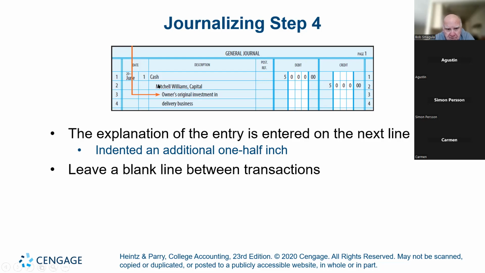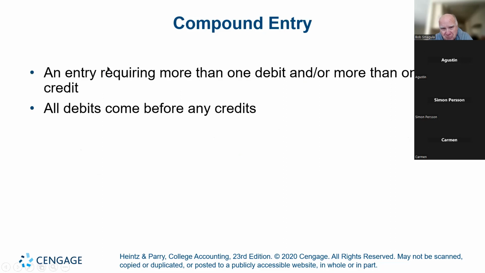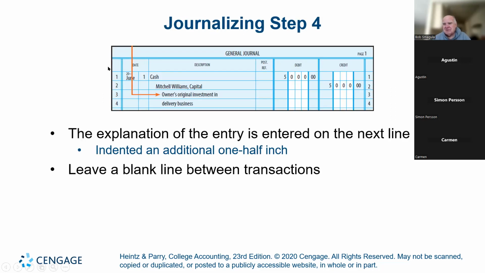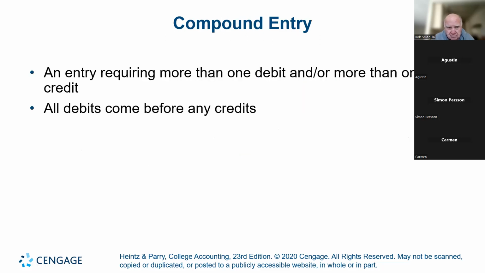Very important here: you notice the credits are indented. That is 100% universal. If you flushed it up and didn't indent it, it wouldn't be wrong, but you'd be telling the world that you, A, maybe don't quite know what you're doing, or B, you're a little rude, because that's how auditors and readers expect to see the journal entry. And then you skip a line between the journal entries. A compound entry simply means an entry with more than one debit or more than one credit. That's all.